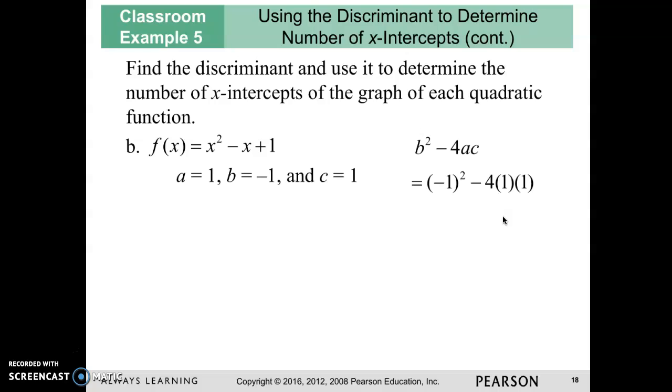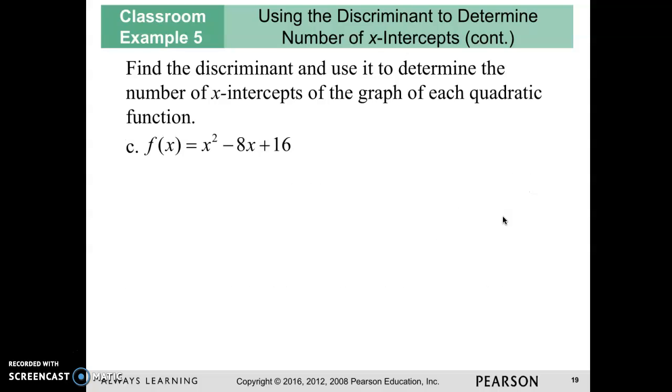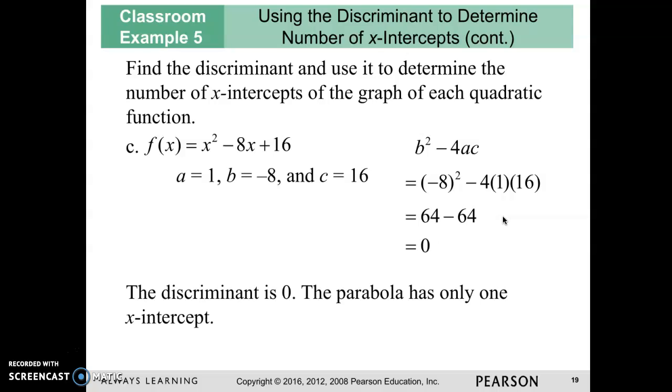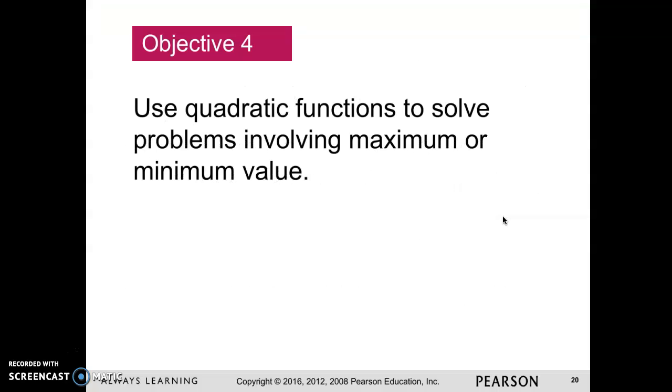In this case, the discriminant is going to be negative, so therefore it has no x-intercepts. In this case, it's going to be 0, so therefore it's going to only be the vertex, and we will find what the vertex is. As simple as that, you guys. It's really not complicated. This chapter is more like a set of rules that I have to remember and I have to apply.